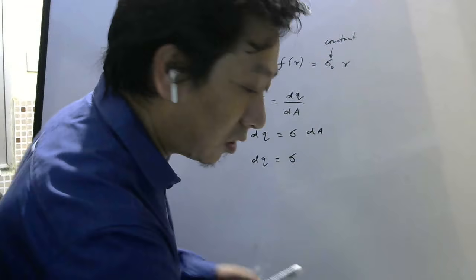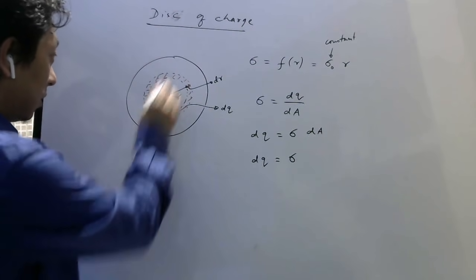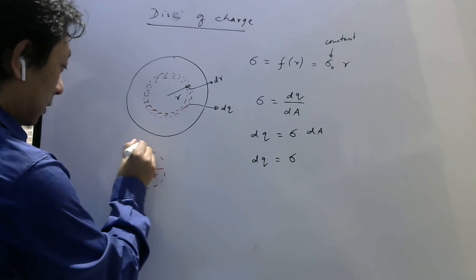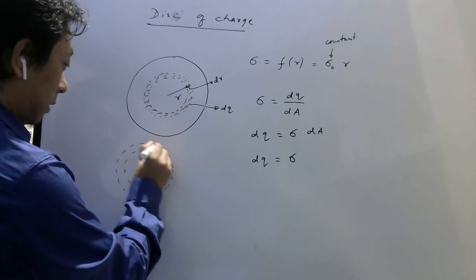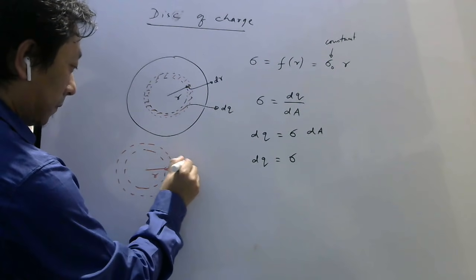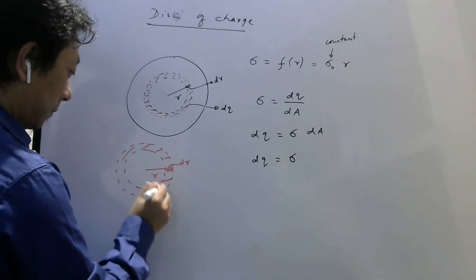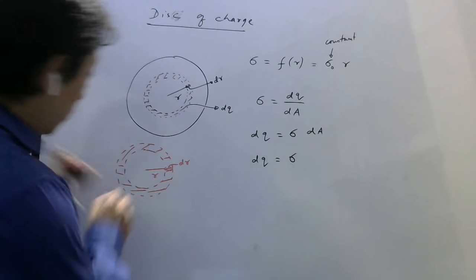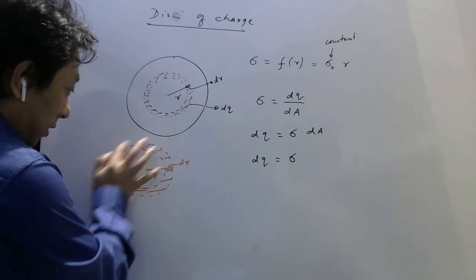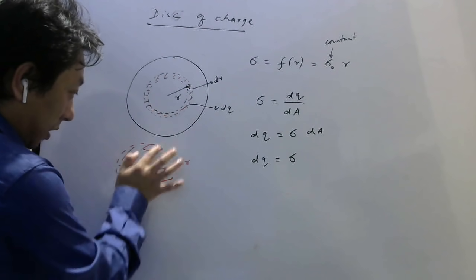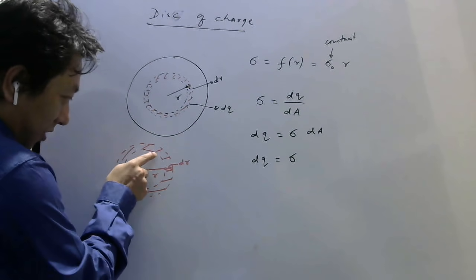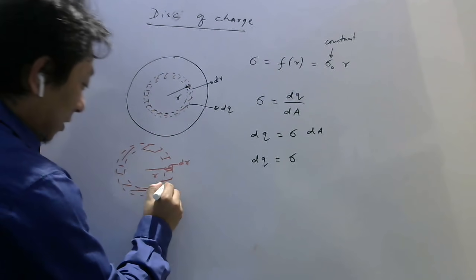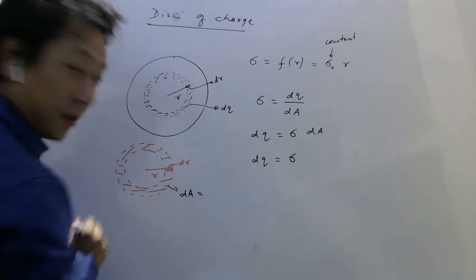To find the area of the small ring, let us look at this diagram now. So let me draw this ring separately here. Radius is r, thickness is dr. So I want this area. If you want this area, you can subtract the area of the smaller circle from the total area of the bigger circle. If you subtract this area from this area, you will get this part. Correct?